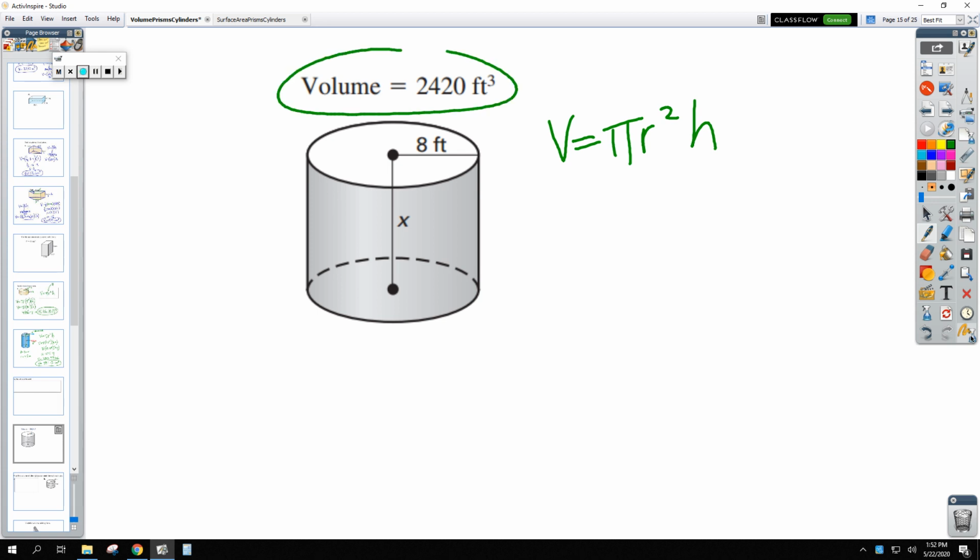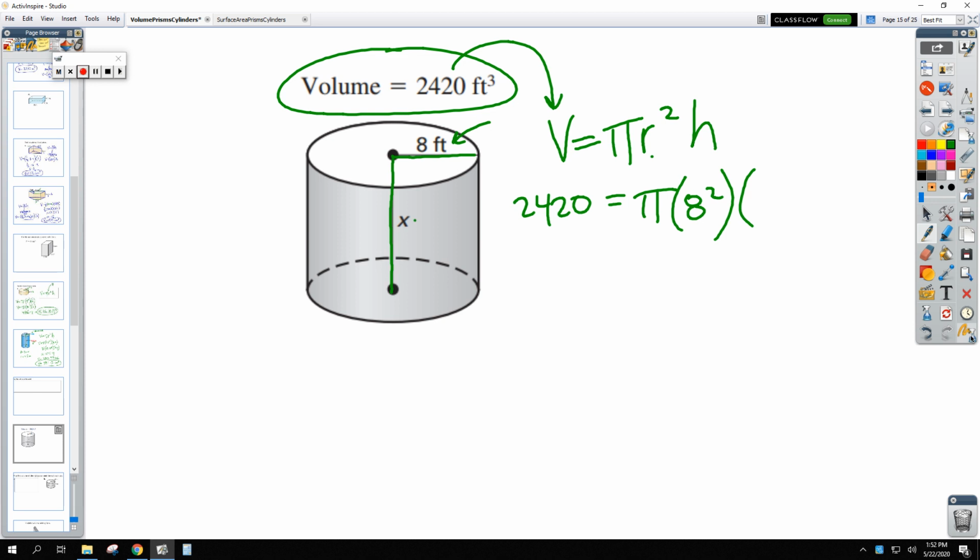We said at the beginning they gave us the volume, so why don't we plug that in for volume? And that's equal to pi times the radius. Do we have the radius of this cylinder? Sure do. 8, that'll be squared. And we're going to multiply that by the height. Again, the height in this cylinder is the piece we don't know. That's what we're trying to find. We're going to solve for x in this formula here.